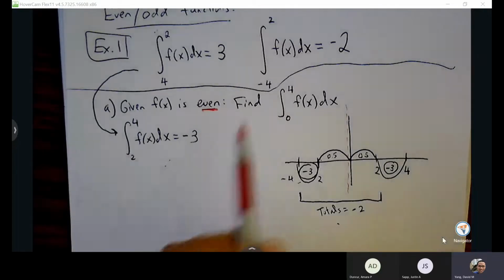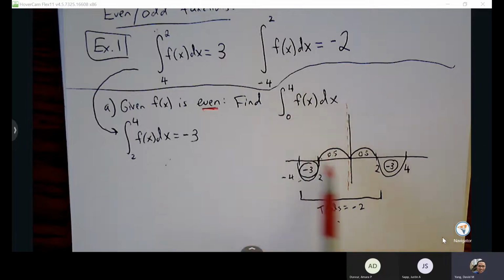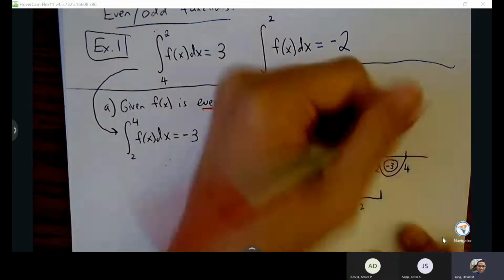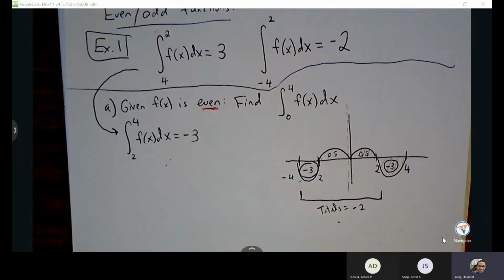Okay, so now we can total what it's asking us to find. We want to find the definite integral from 0 to 4. So from 0 to 4, we can total this up. -3 plus 1/2 will be -2.5.